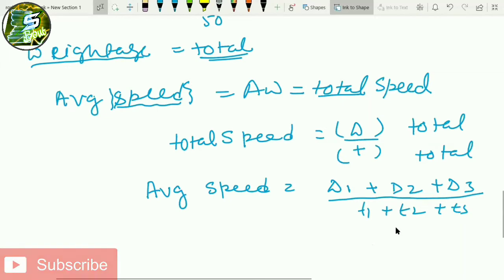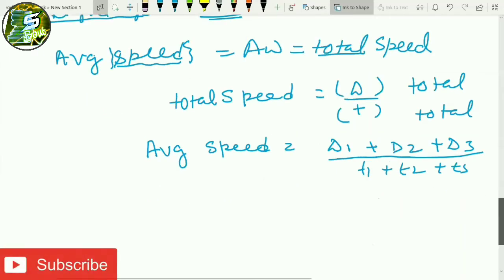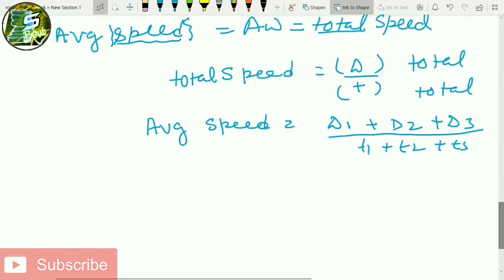We have some shortcuts also that I'll come back and discuss with you. The shortcuts are nothing but a special form of this weighted speed. That also I'll discuss with you with some more examples.